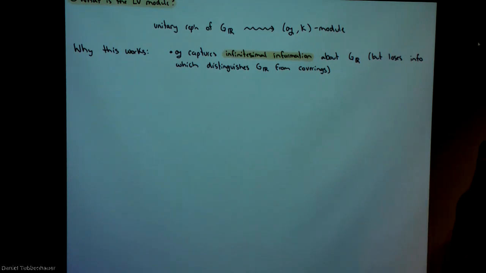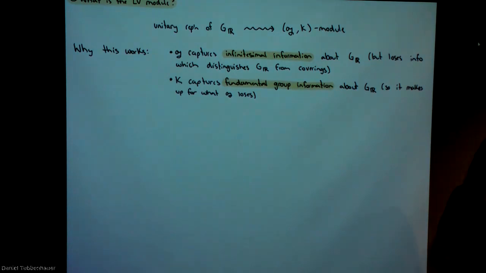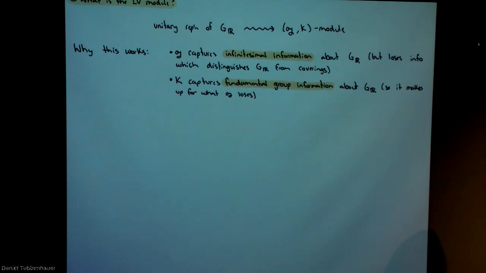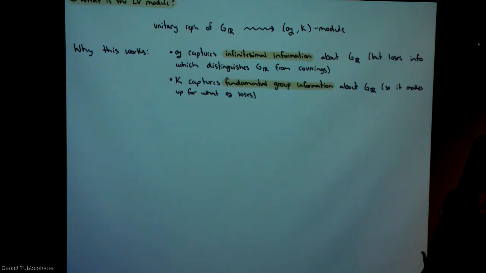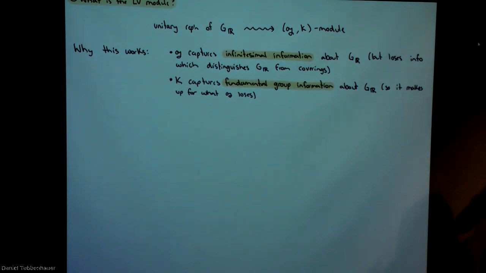So by differentiating, we capture all the infinitesimal information about the real Lie group. But we lose anything that lets us distinguish a Lie group from its coverings. But if we keep track of the restriction to the maximal compact, we capture all the fundamental group information about our Lie group. So it exactly makes up for what the Lie algebra loses. So together, we can transfer our problem of unitary representations to studying two easier worlds.